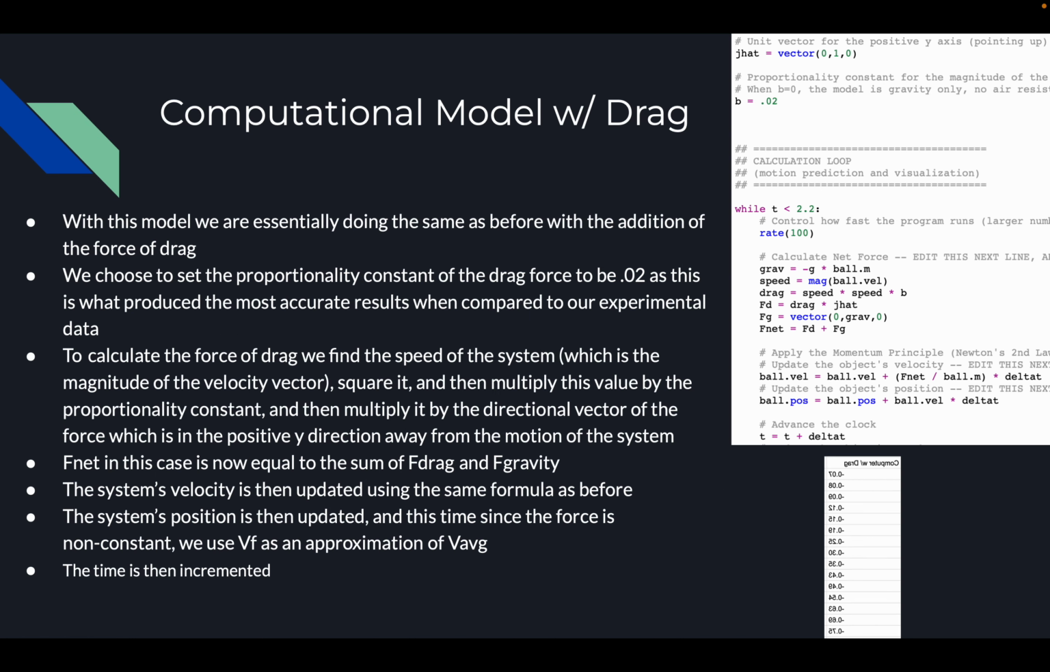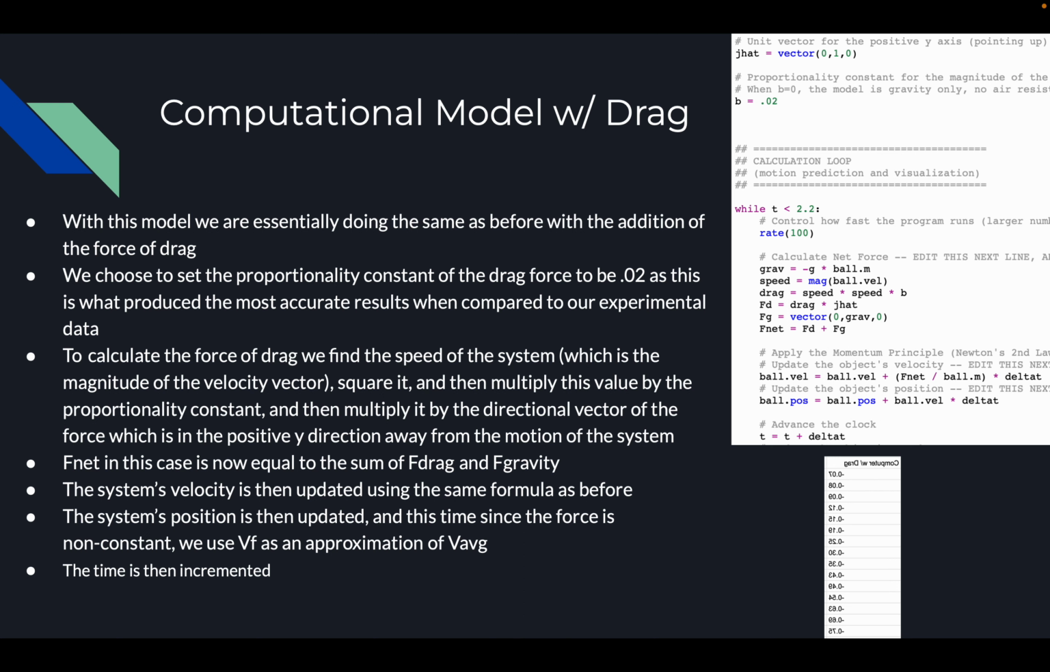For the next model that included drag force, we for the most part did the same exact steps as before while adding the force of drag. To do so, we first chose the proportionality constant b and set it to be 0.02. From here, we calculated the force of drag by squaring the system speed and multiplying it by both b as well as the directional vector j hat, which points in the opposite direction of the system's motion. We ended up choosing b to be 0.02 because this was the value that gave us the most accurate results when compared to our experimental data.